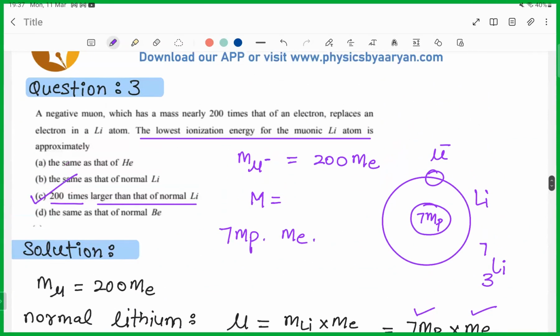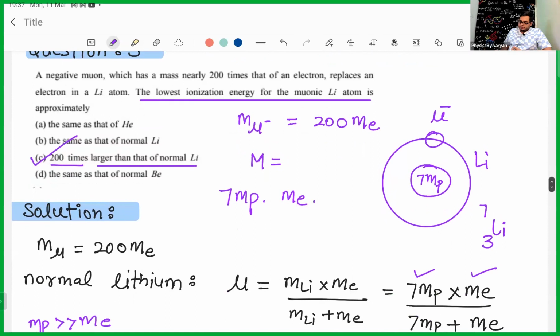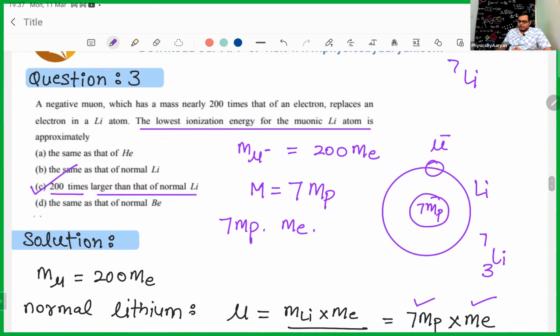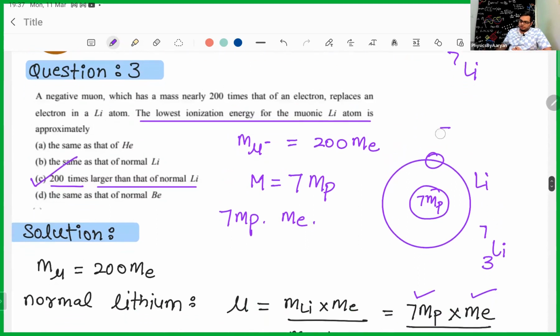Sir, can you please just give a short explanation again for this question? Sure, from the start. So I have a lithium atom first, normal lithium. In normal lithium, you have a nucleus. What is the mass of the nucleus? 7 times m of proton, because the mass number of lithium is 7. And now you have an electron revolving around. In a normal lithium, you have just one electron revolving.